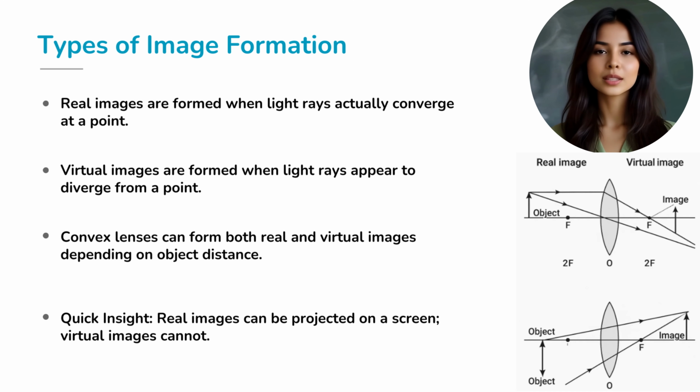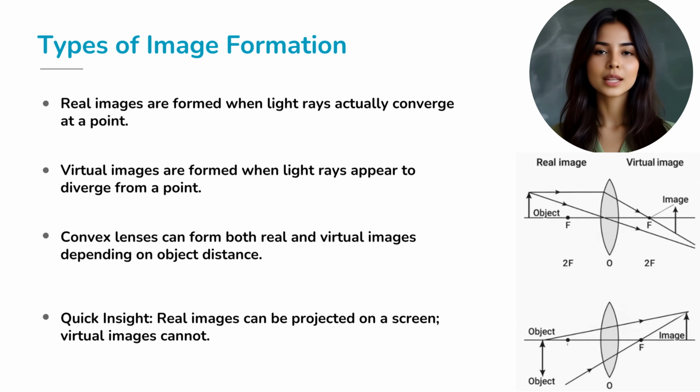There are two main types of images we'll talk about: real and virtual images. Real images are formed when light rays actually converge at a point. This is like when the sunlight passes through a magnifying glass and focuses to burn a piece of paper.